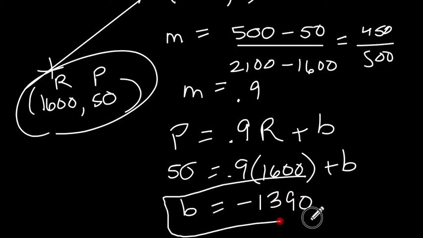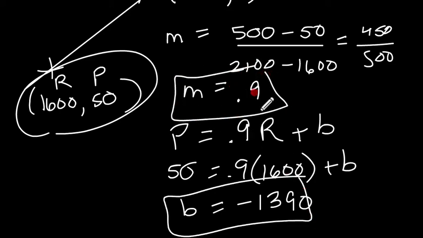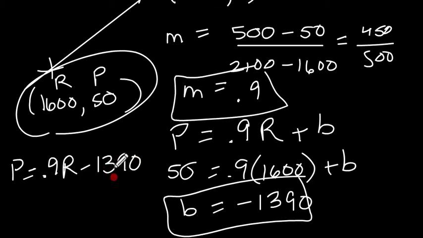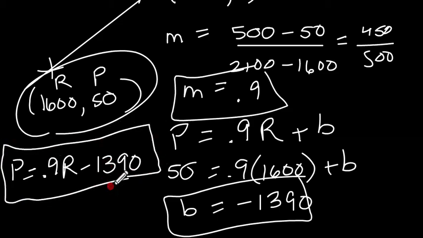All right, so you have your B, you got your M. Now we just put it in this equation. We get P equals 0.9, we leave the R in, and minus 1,390. Slightly off from the back of the book, not much. So I know that I was on the right track, so that's what I want you to do. It might not match exactly, but it should be really close. I think it was like 0.89 for the slope, which threw mine off a little bit.